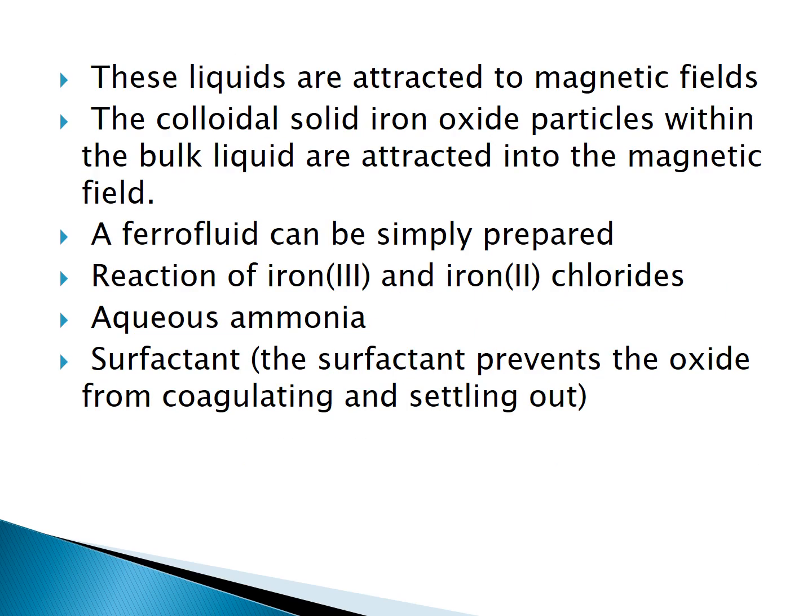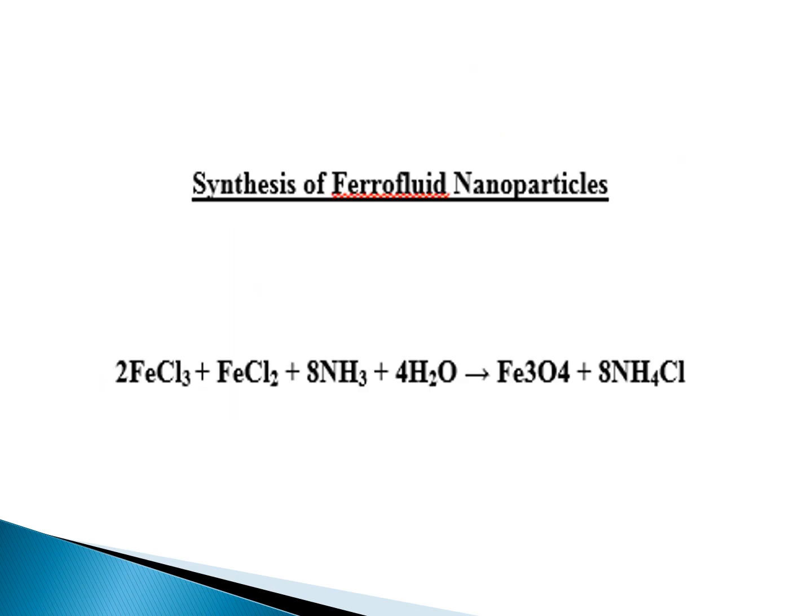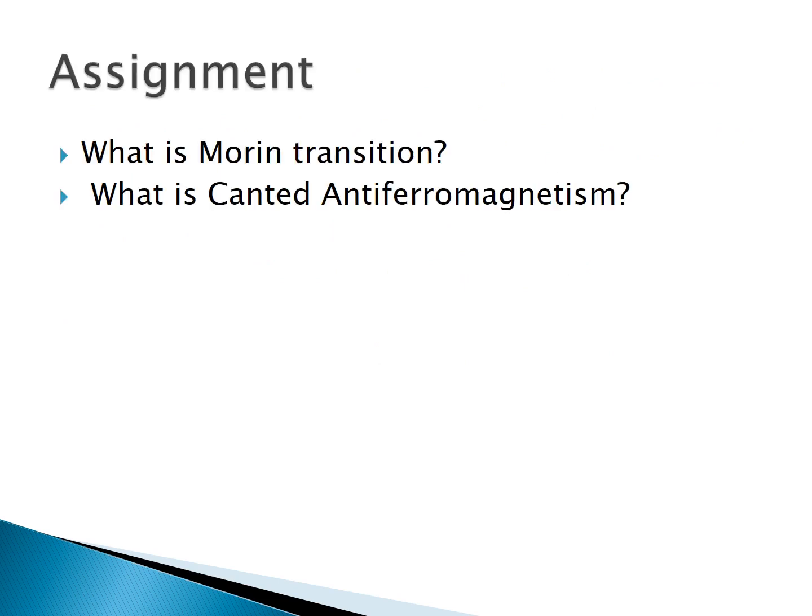What are ferrofluids? Those liquids that are attracted to a magnetic field. The colloidal iron oxide particles within the bulk liquid are attracted into the magnetic field. A ferrofluid can be simply prepared. We can prepare it by the reaction of iron 3+ and iron 2+ colloids with aqueous ammonia, and surfactants are added to prevent the oxide from coagulating and settling down. It is the reaction for the preparation of the ferrofluid, in which iron 2+ and iron 3+ colloids react with ammonia and the ferrofluid will be prepared.